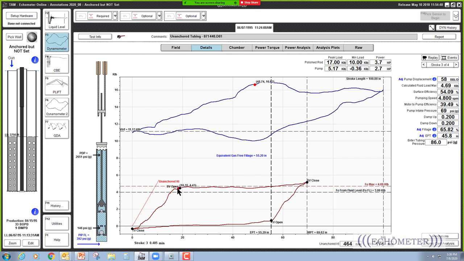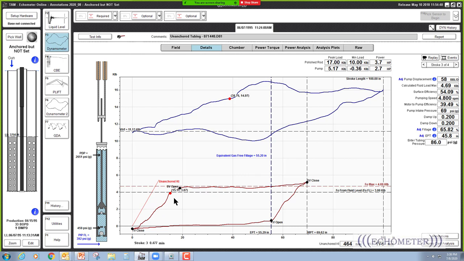If I were to capture this screen and make an animation, I want to show that the tubing is moving, and it wouldn't move if it showed an anchor. That's how the software is programmed. So let me say this one more time.